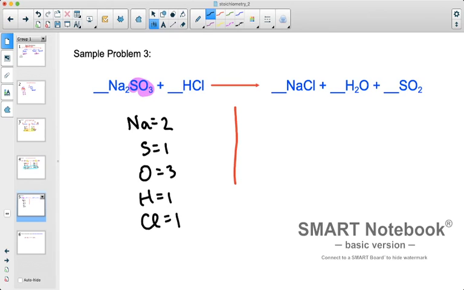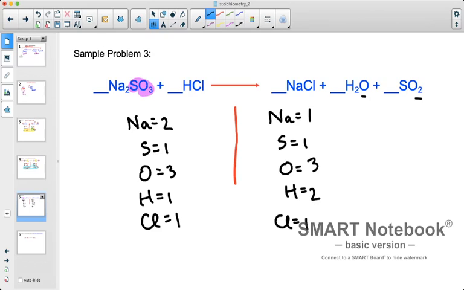Now, let's look at the product side, or the right-hand side. Sodium, I have 1. I'm just going to keep the order the same just so I visually can see it. Chlorine, I have 1. Hydrogen, I have 2. Oxygen, be careful, there's actually 3 of them. And finally, sulfur happens to be 1.